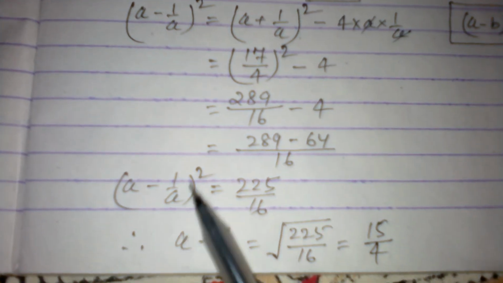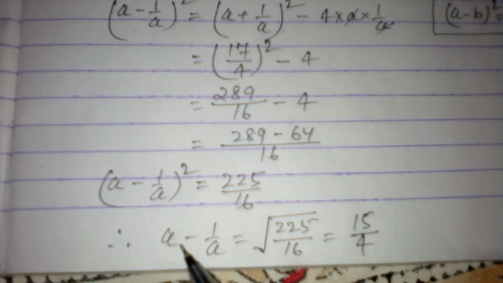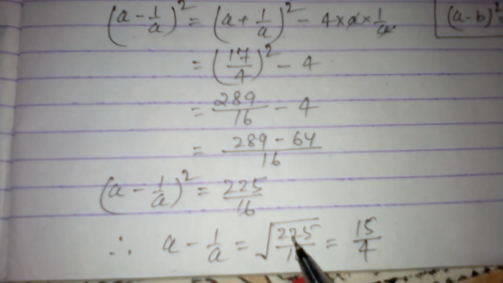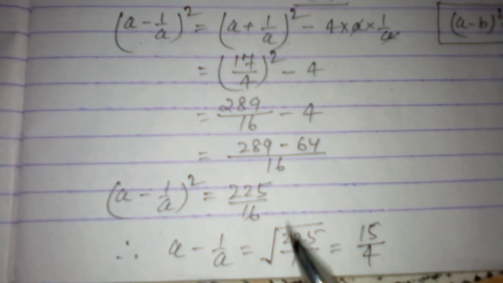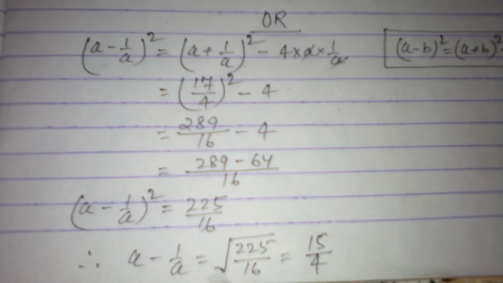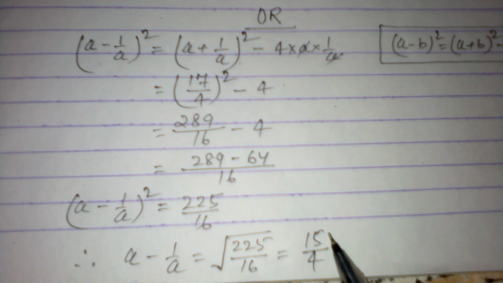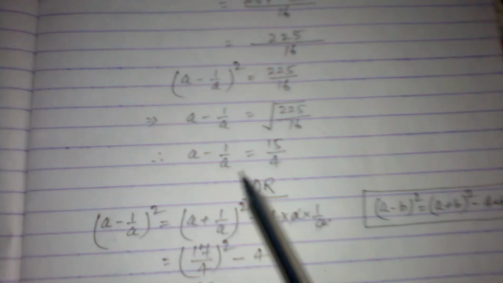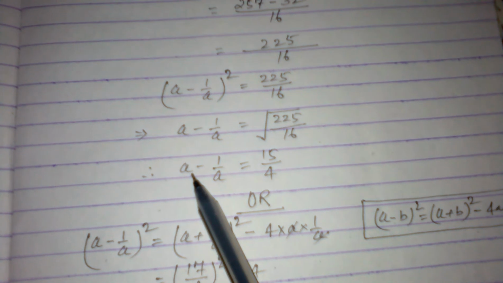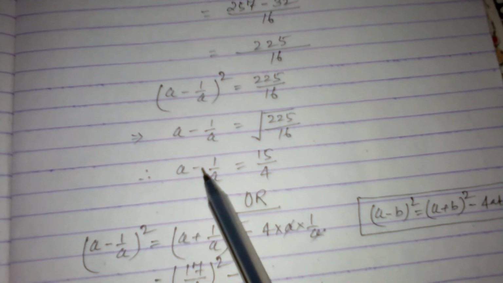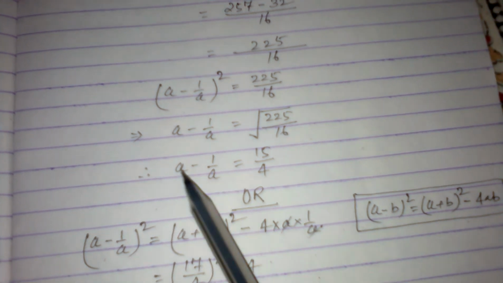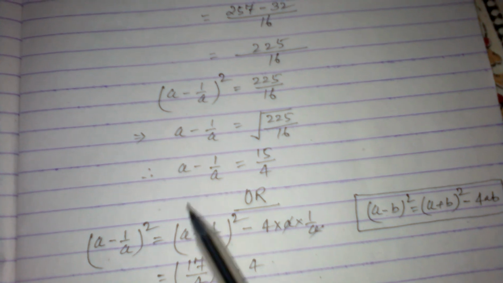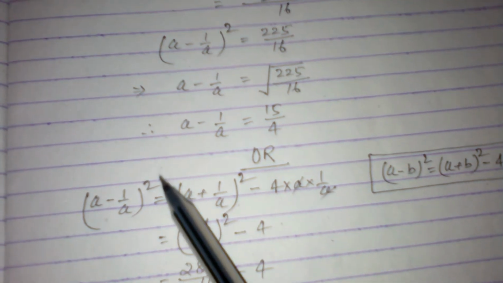If a minus 1 upon a whole square is equal to this, then a minus 1 upon a is equal to under root 225 upon 16. Then it will be 15 upon 4. With this identity, we have the value of a minus 1 upon a is equal to 15 upon 4. By the process, we have the value of a minus 1 upon a is equal to 15 upon 4. You can solve this question either one of them, from this method or from this method.